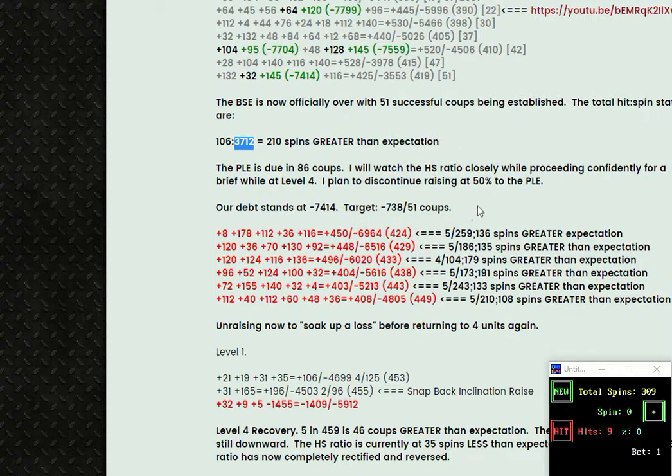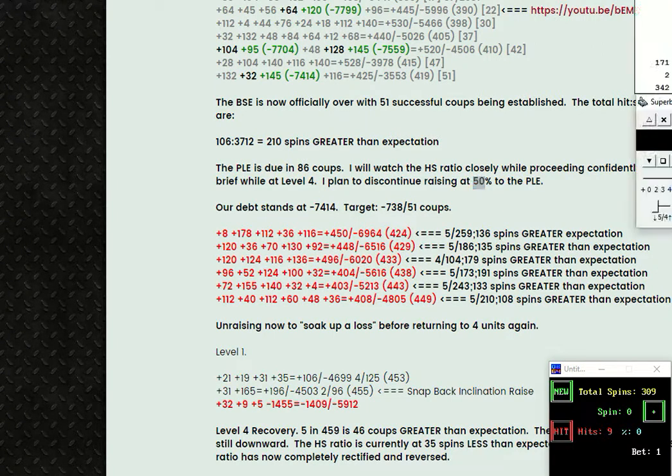And it does. I'm stopping immediately. Okay. But I'm going to, again, proceed with the PLE being early. It's only 14 hits or so in on it. And so I'm going to take a few hits. Okay. And I'm going to stop when we get to 51 coups.